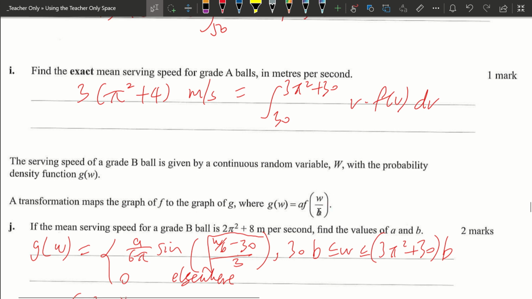But the B does. So B affects the X value. In this case, X value is equivalent to W value. It's the horizontal value, horizontal axis. So B basically takes both endpoints of the domain and times B. Right? It's in the bracket. It's W divided by B, but the actual dilation is times B. It's always the reciprocal of what's in the bracket. So W divided by B means every W point, the X value, has to be multiplied by B.